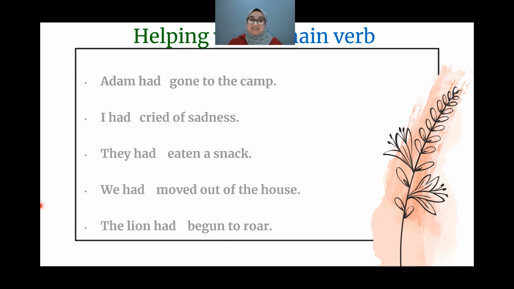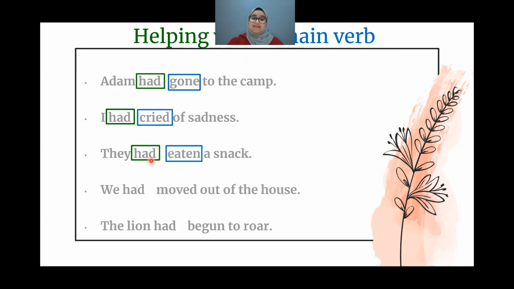Okay, are you ready to check your answers? Let's see. Whatever is in green is considered a helping verb, and whatever is in blue is the main verb. So, number 1, had is the helping verb, gone is the main verb. Number 2, had is the helping verb, cried is the main verb. Number 3, had is the helping verb, eaten is the main verb. Number 4, had is the helping verb, moved is the main verb. And finally, had is the helping verb, begun is the main verb.